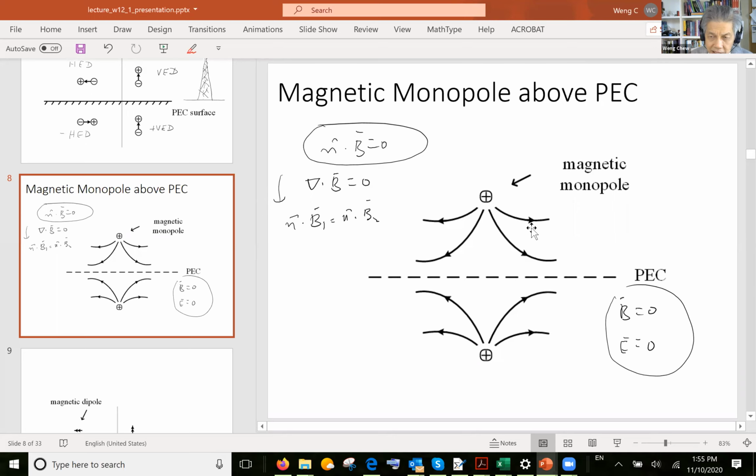Why does B have to be 0 and E have to be 0 inside a perfect electric conductor? Well, let me give you, okay, somebody has an answer. In a perfect electrical conductor, if there is an electric field, there would be a current, and that current would go towards infinity due to the infinite conductivity.